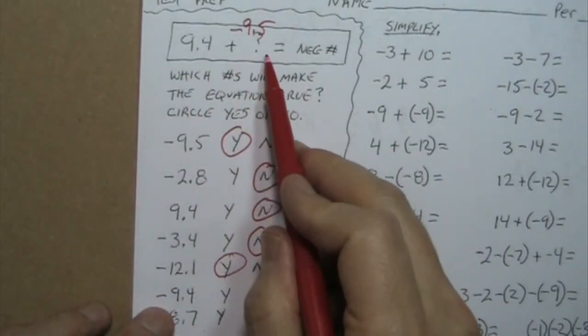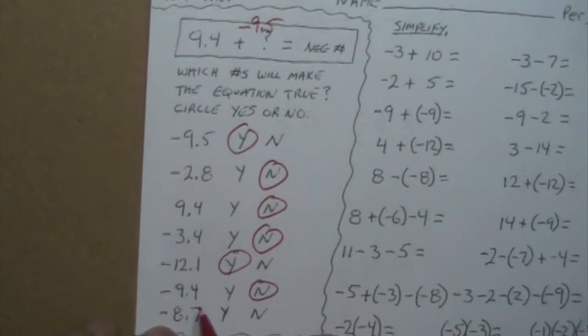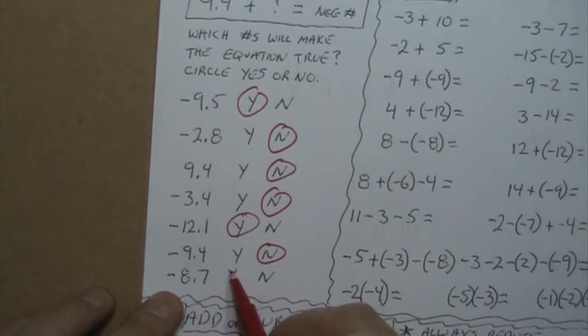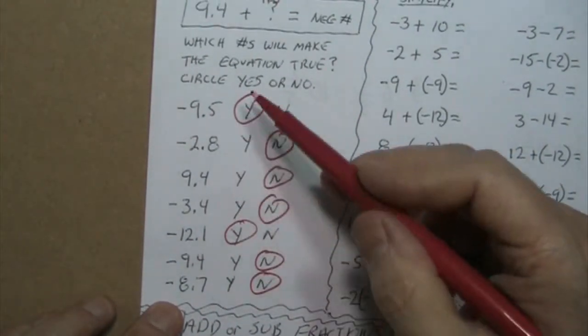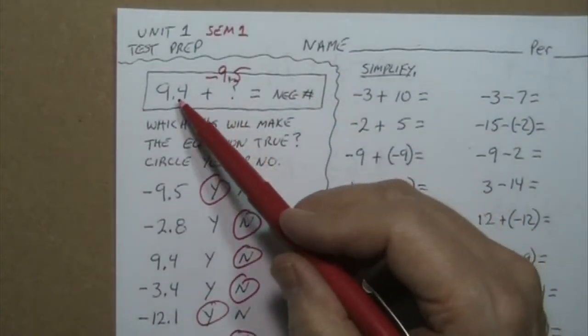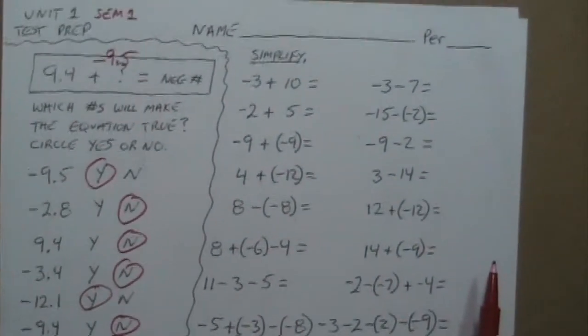How about negative 9.4? That would make it 0, and 0 is not a negative number. Negative 8.7? No, that's not enough. So only these two will give you enough negative so that the answer is negative. Okay, go to the left.